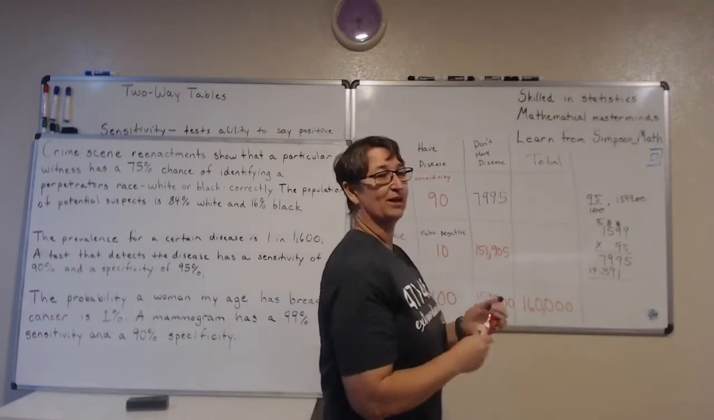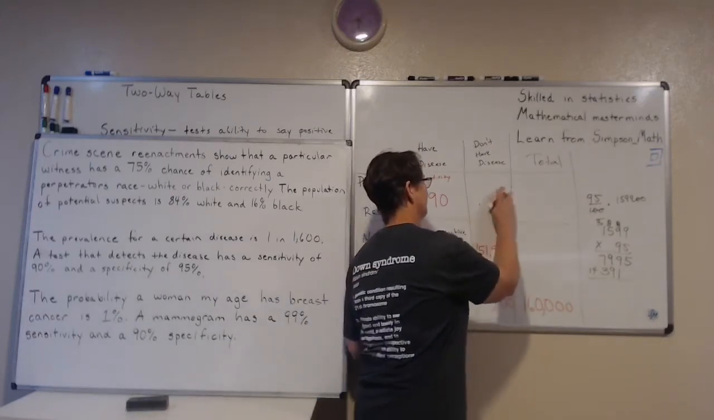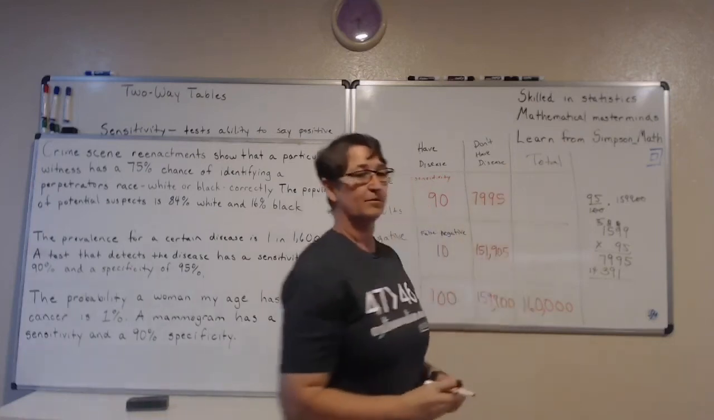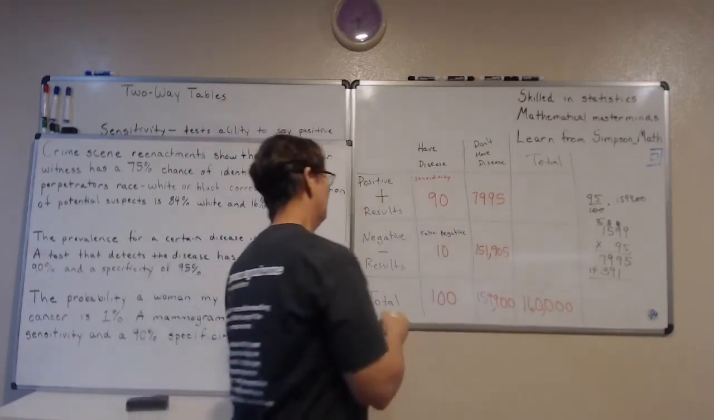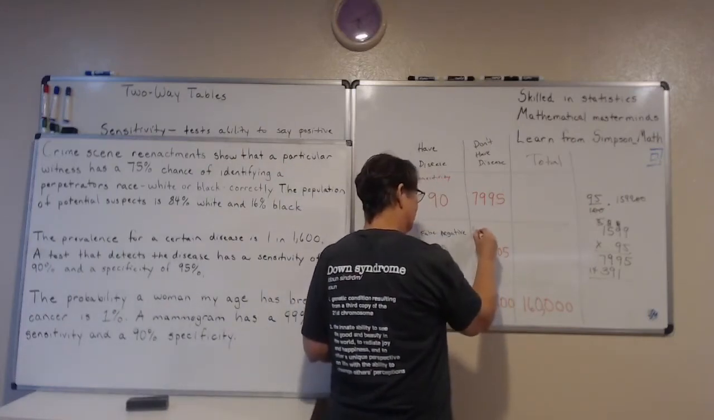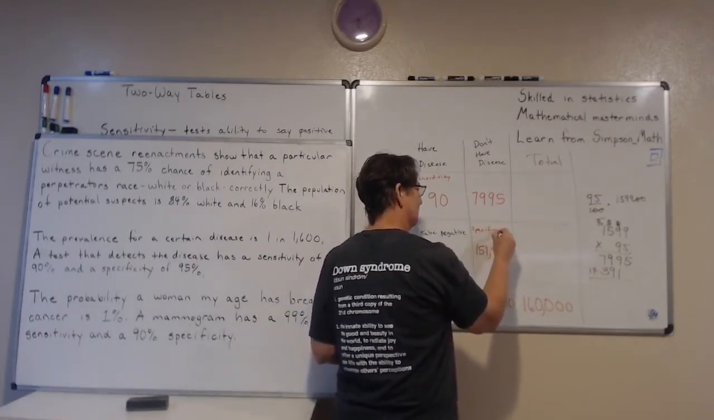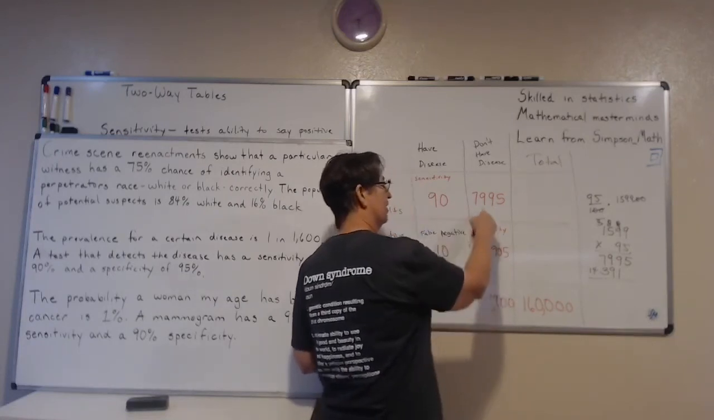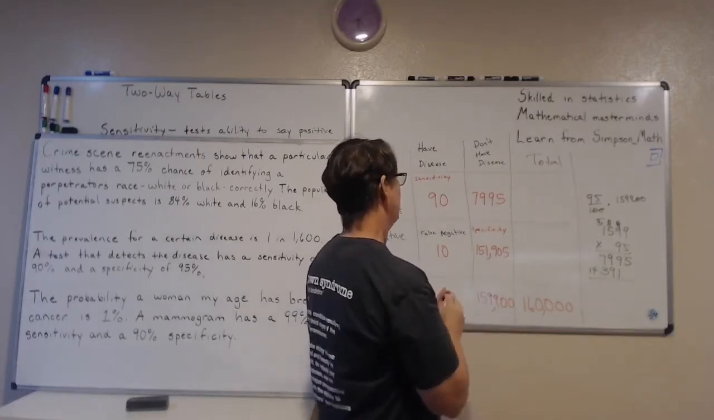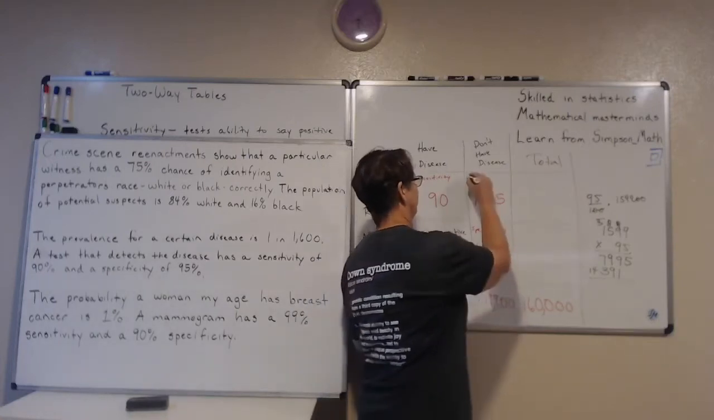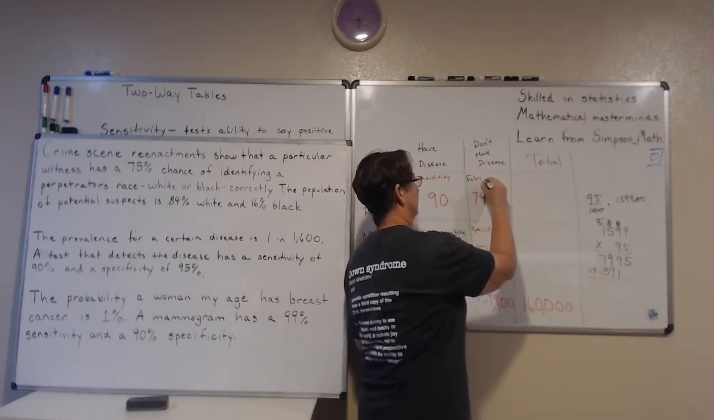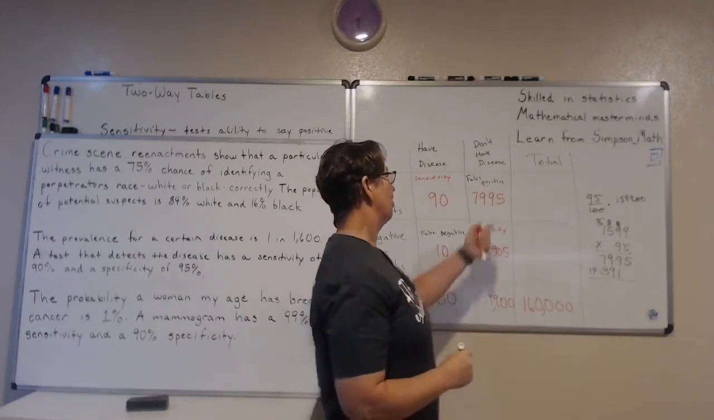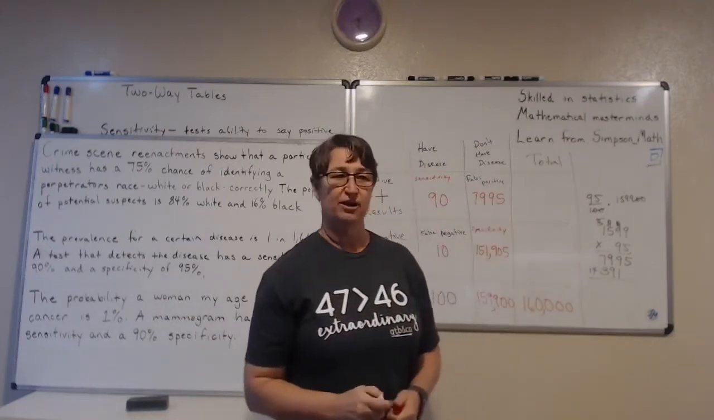Oops, I'll do it in red since the rest of them are. See if this is right. Subtraction's hard. Oh, good. So this is my specificity. Notice I used my specificity to find out how many people got that true negative. But these people walked away with a false positive. They didn't actually have the disease, even though they walked away with that positive.